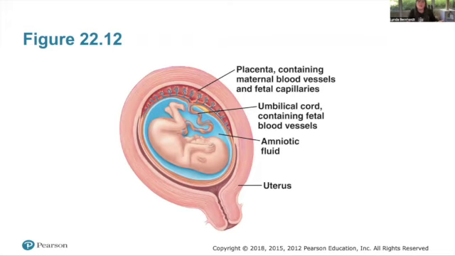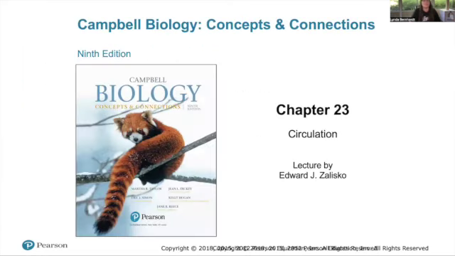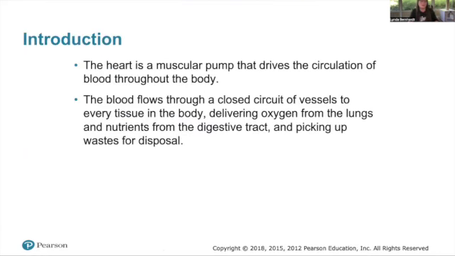So this picture is showing you that we do have the umbilical cord, but the placenta has the maternal blood vessels and fetal capillaries. The fetal capillaries are what's picking everything up and dropping things off. So there you go. Oh, I guess it is the next one, circulation. This is the one where we will cover the heart, and I will show you what I was wanting to talk about.